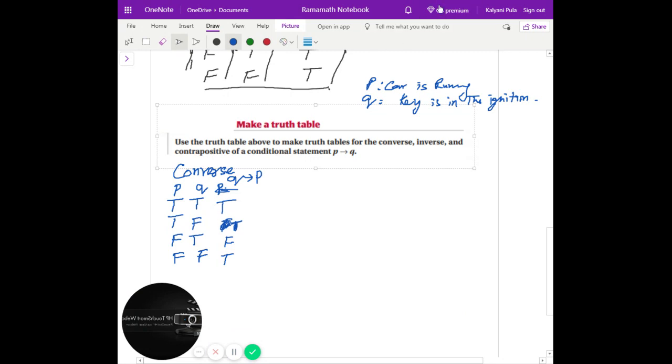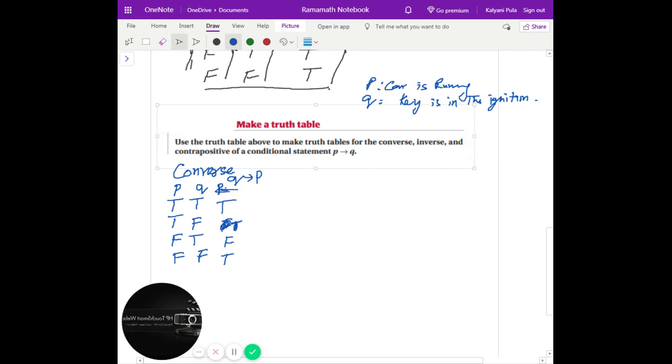So if we look at it that way, the first one is: ignition is on, car is running. Is it possible, both of them? Yes, possible. And then ignition is false. It's like the ignition is not there, and could a car run?